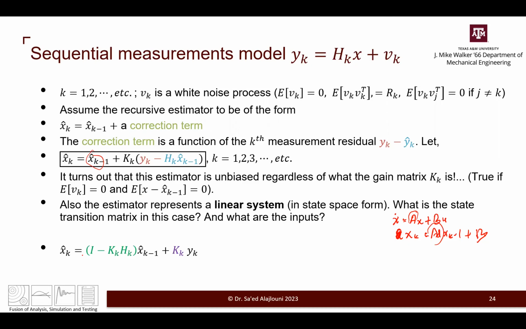So this is the discretized version of an equation like this, and this is the state transition matrix, and this is the known matrix. Well, it's not known until now, but it's a constant, a deterministic quantity, not a stochastic quantity, that's multiplying our input. The input to this estimator is the observations or the measurements y sub k.